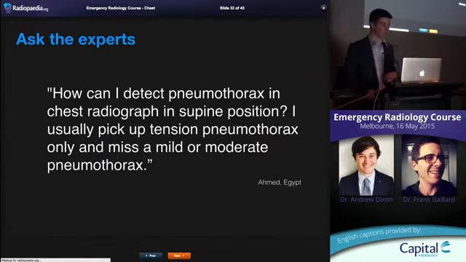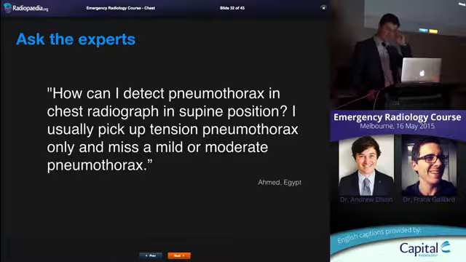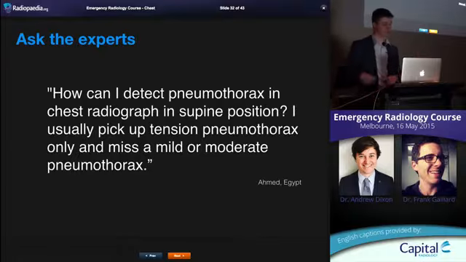Here's a question from someone overseas, Ahmed in Egypt. He said, how can I detect a pneumothorax in chest radiograph in supine position? I usually pick up tension pneumothorax and miss a mild or moderate pneumothorax. It's a very good question, and it's very easy to miss a pneumothorax in a supine patient.